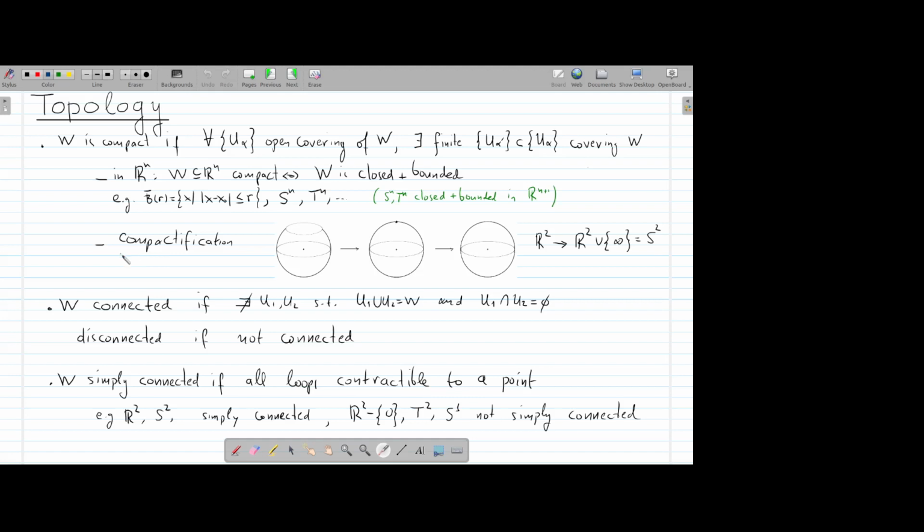Another operation in topology that is of interest is called compactification. Loosely speaking, if we start with a non-compact space and we can add a point or do some other operation of cutting and pasting of spaces, and we end up with a compact space, this is a compactification.